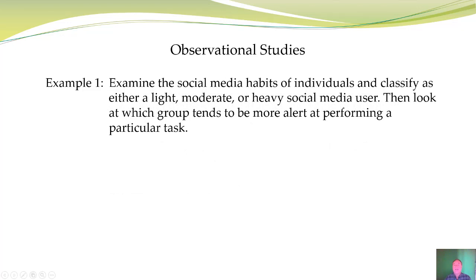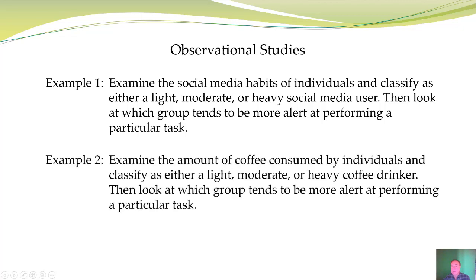Example 1. Examine the social media habits of individuals and classify as either a light, moderate, or heavy social media user. Then look at which group tends to be more alert at performing a particular task. So you're not adjusting anything, you're just looking at individuals' social habits on media, and then you see what happens when they perform a particular task. A second example could be examine the amount of coffee consumed by individuals and classify as either a light, moderate, or heavy coffee drinker. Then look at which group tends to be more alert at performing a particular task. You're just going to observe.